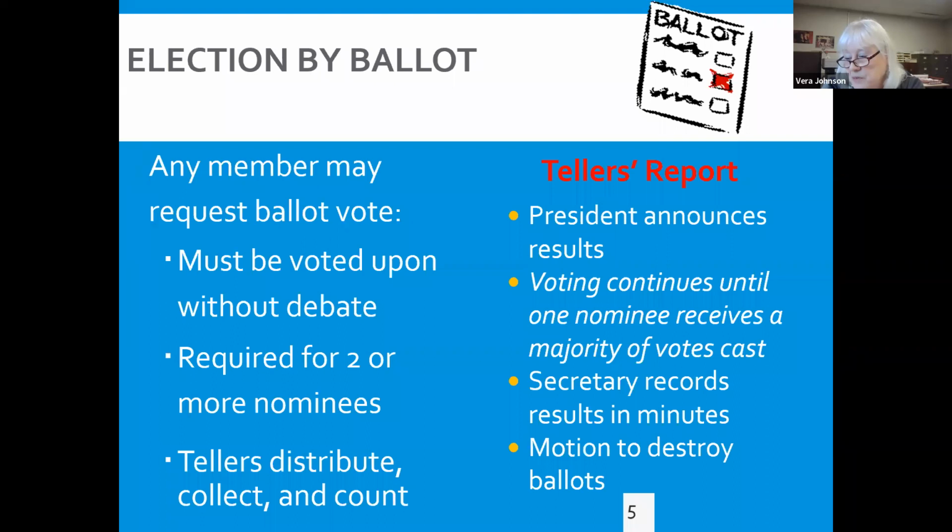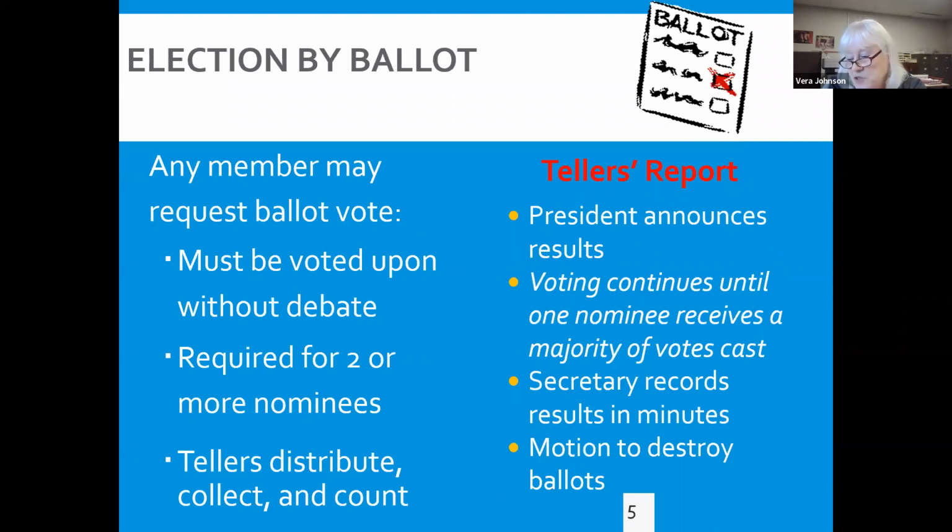Prior to the vote, the president requests that all eligible to vote rise and be counted. This count determines the number of votes to be tallied. Tellers will distribute, collect, and count the ballots. The president or presiding officer may vote at the same time as other members.